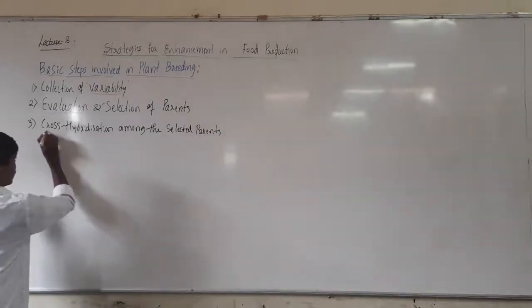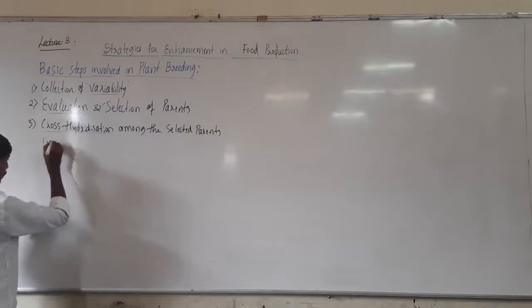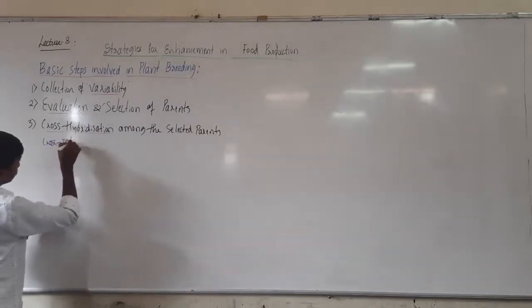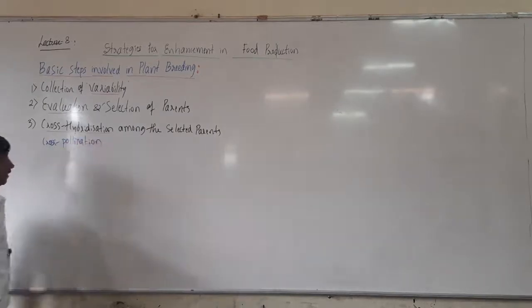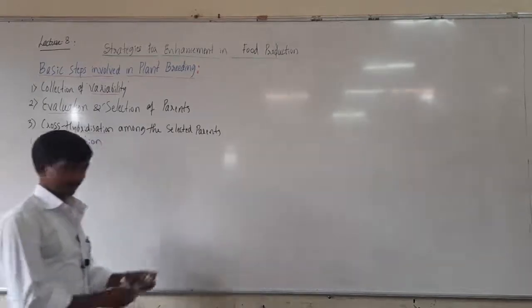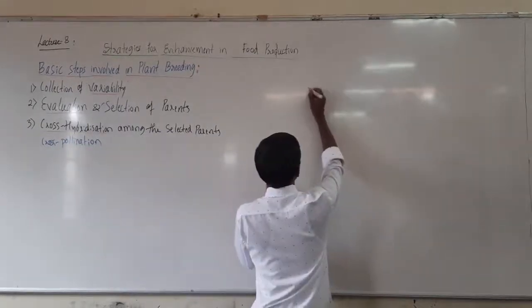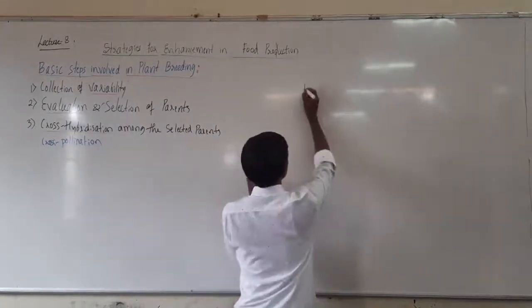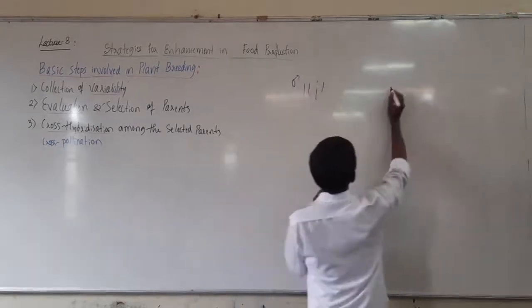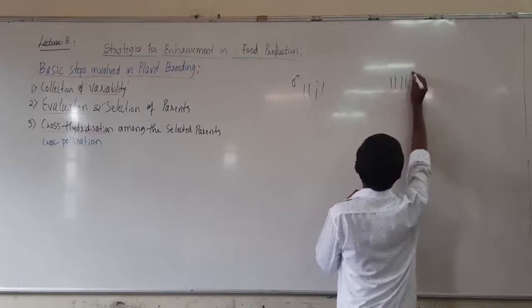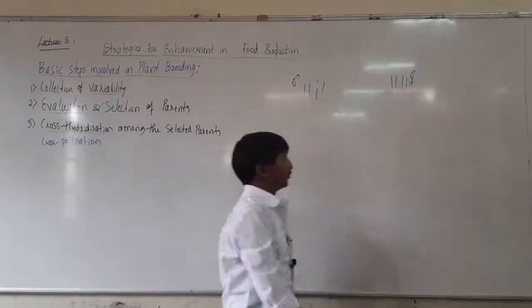Cross hybridization, nothing but cross pollination. Nothing but cross pollination means here they have to select some plants as male. They have to select some plants as female.